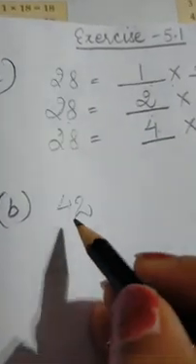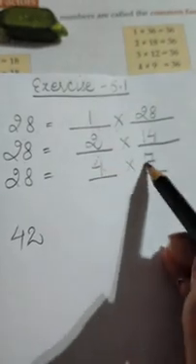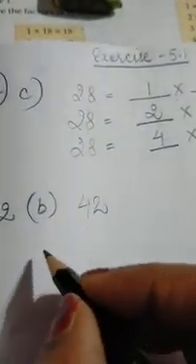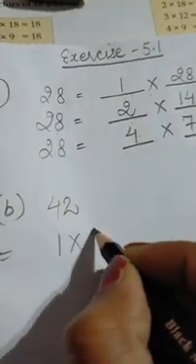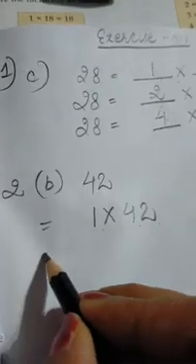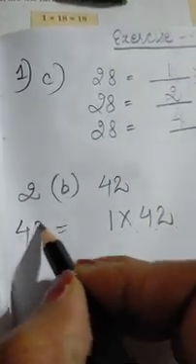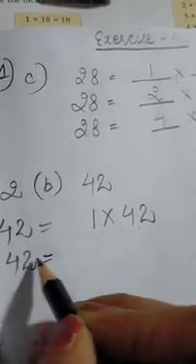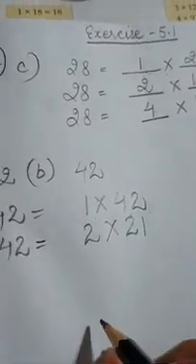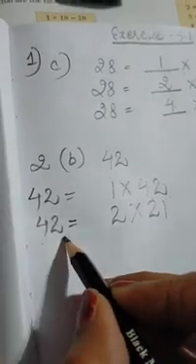How can 42's factors be written? As we have done here, in the same way we will write here. Firstly, 42 ones are 42. Yes, 42 can be written like this. Then how can 42 be written with two more new numbers? 2 multiplied by 21, 21 twos are 42.